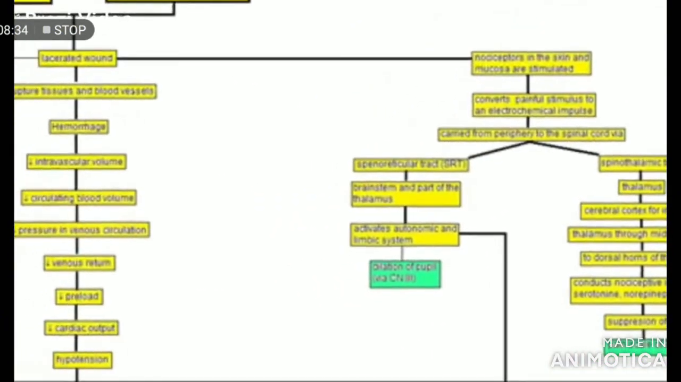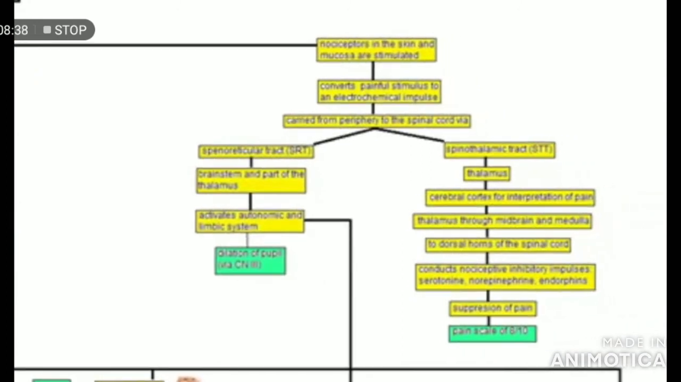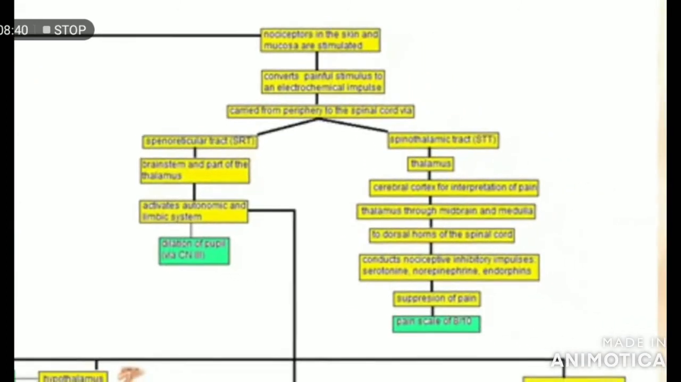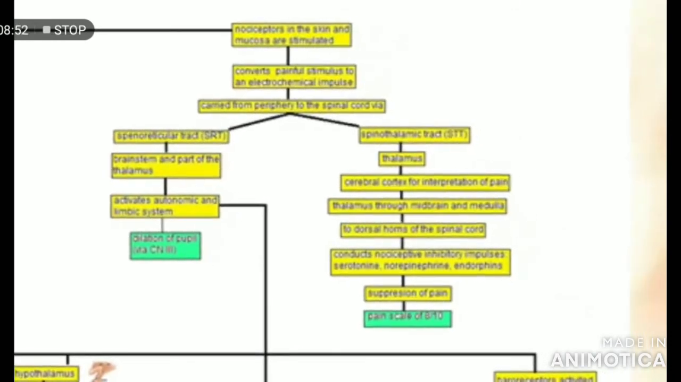So let's go back. Since there is a laceration or lacerated wound, nociceptors in the skin and mucosa are stimulated. It converts painful stimulus to an electrochemical impulse, which is then carried from the periphery to the spinal cord via the spino-reticular tract or SRT and spinothalamic tract or SCT.